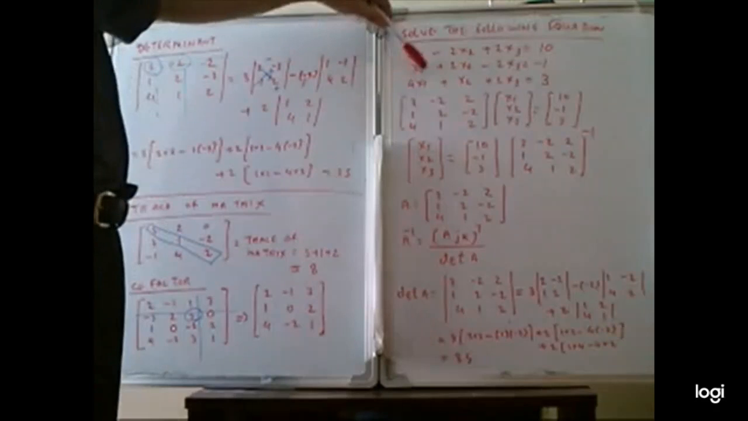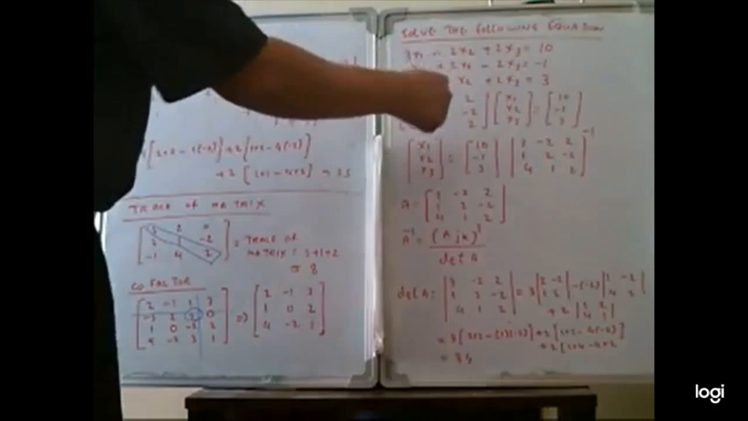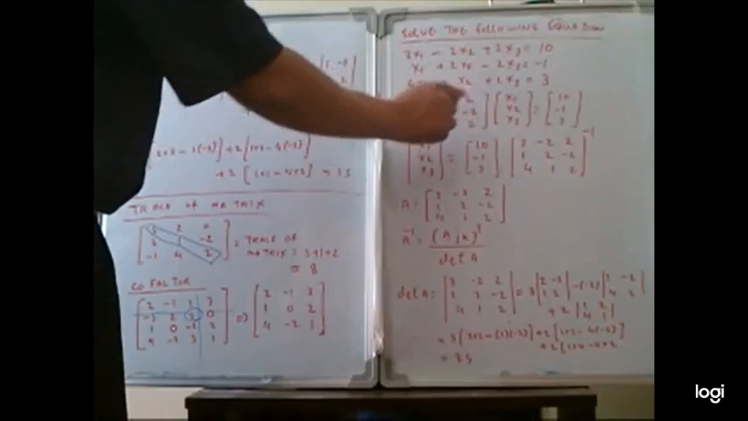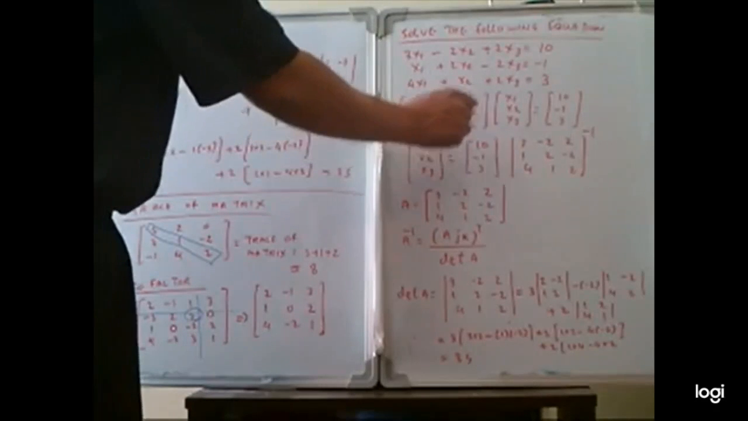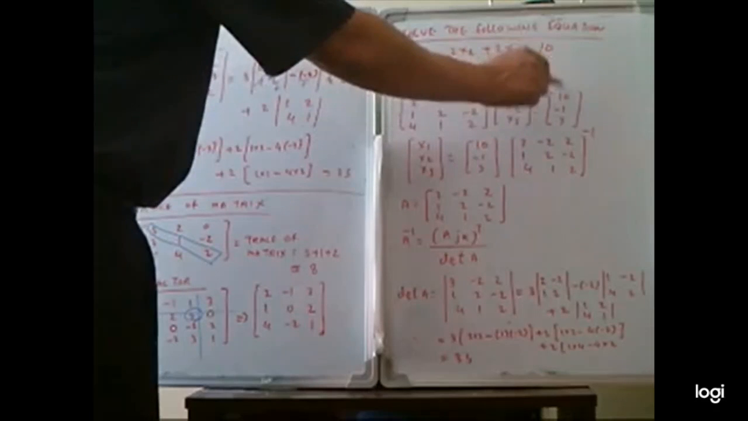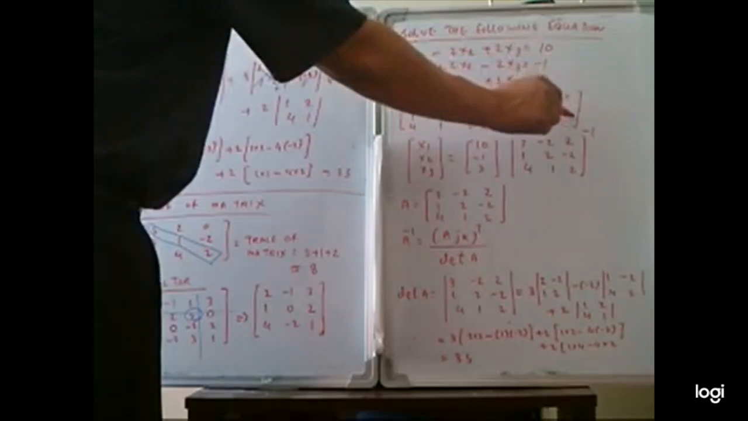10h1 plus 2h2 minus 2h3 is minus 1. 4h1 plus h2 plus 2h3 is 3. So firstly we write down the matrix: 3 minus 2 2, 1 2 minus 2, 4 1 2, times h1, h2, h3. The right hand side will be the matrix of 10, minus 1 and 3.